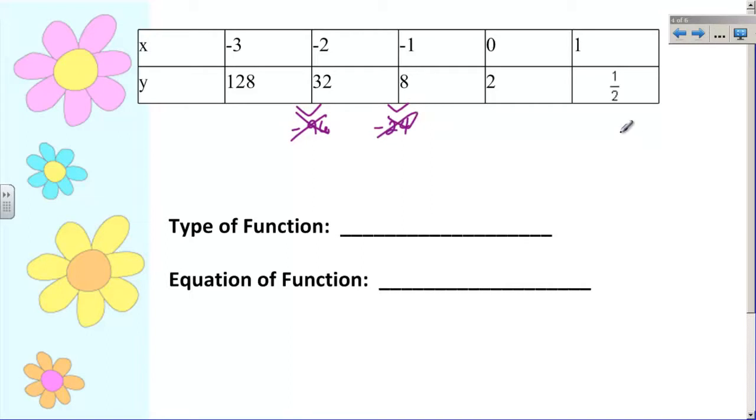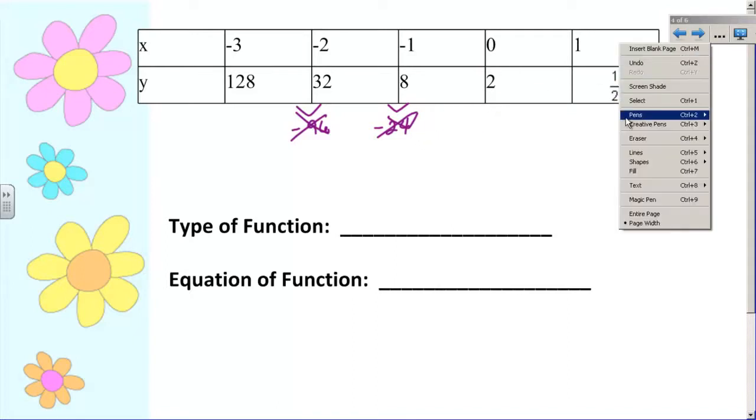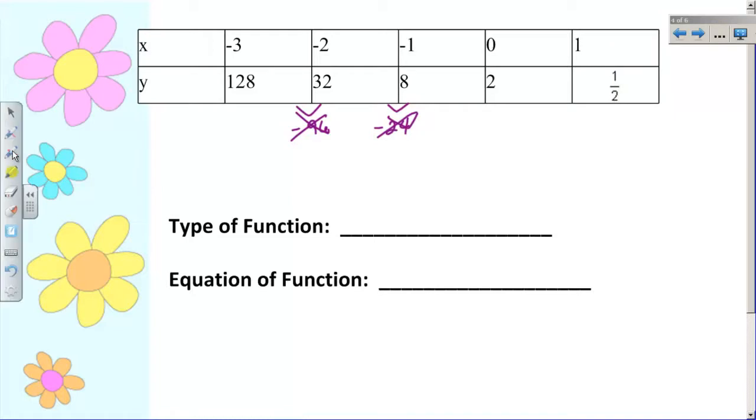So I'm going to have to see what the constant factor is. I'm going to start with the smaller numbers first, and I'm going to change colors because it will help y'all to see that I'm writing something different.